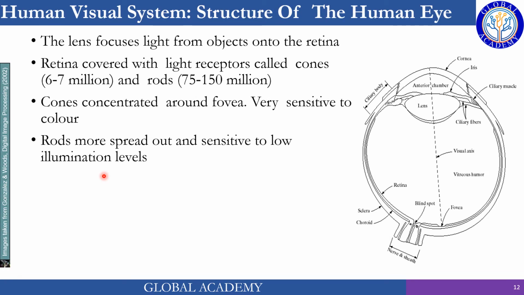The human visual system, how it works. The lens focuses light from the object onto the retina.